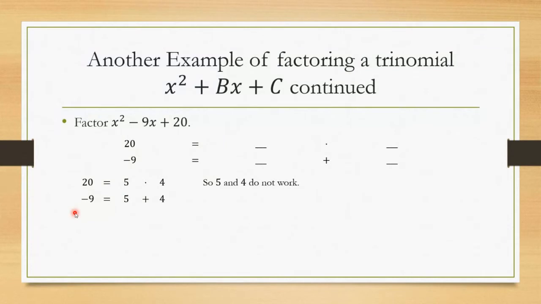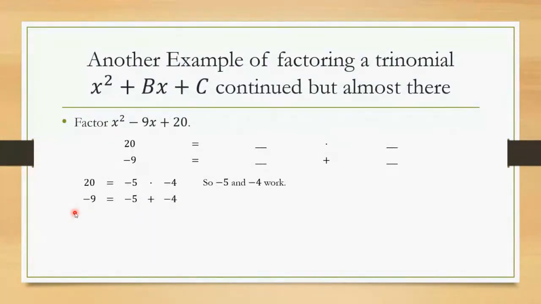Namely, instead of 5 and 4, because we want the sum to be negative 9, we want to use negative 5 and negative 4. That's going to work. The product is still 20 by our sign rules, and negative 5 plus negative 4 is negative 9. So we found the two numbers.